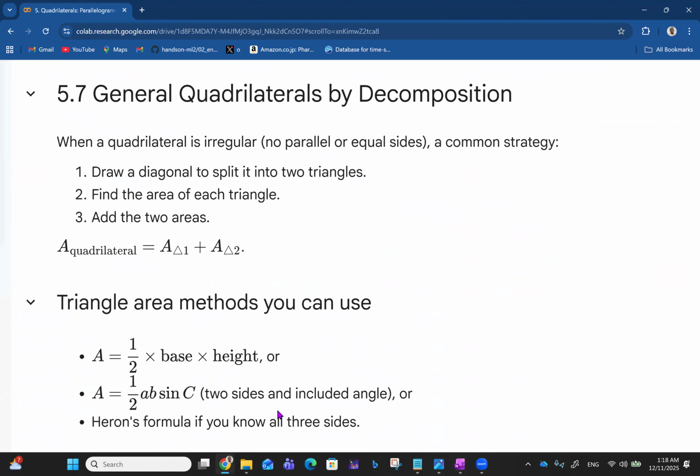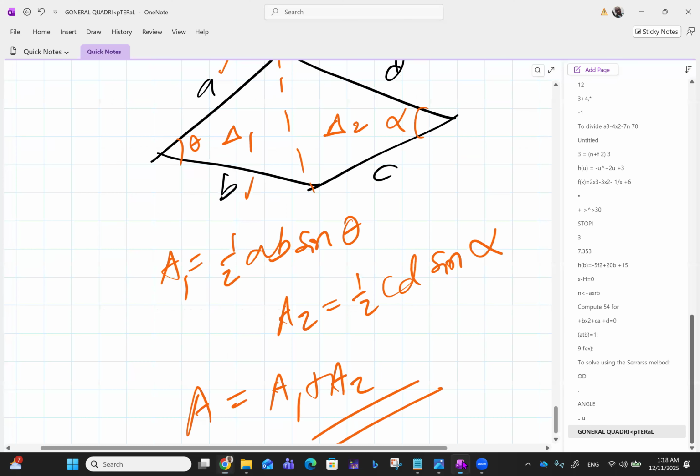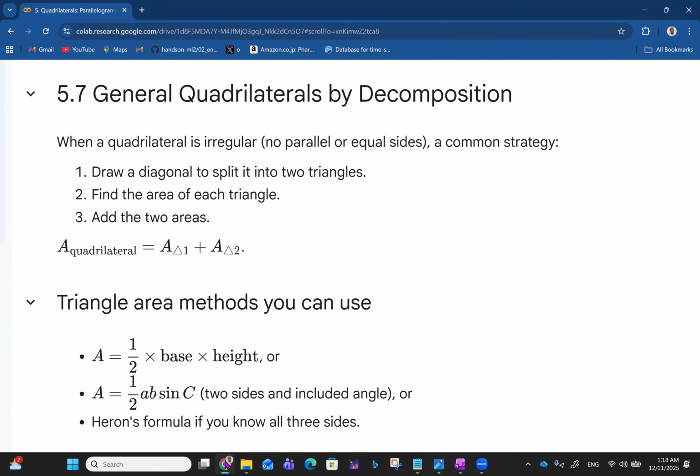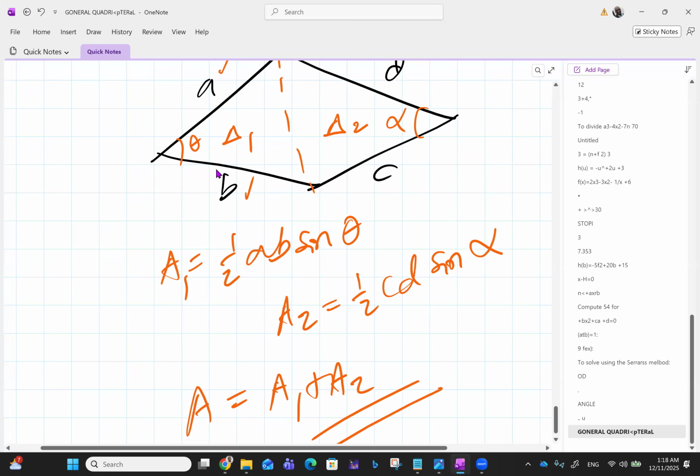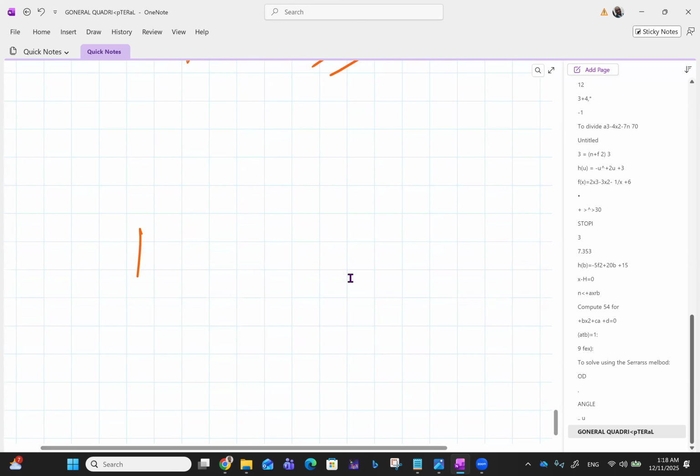Half AB sine C, two sides and the included angle, is more like the situation you need for cosine rule. You can use it to find area too. You can also use Heron's formula if you know all three sides. I didn't talk about Heron's formula when I was talking about triangles the other time. Of course, we know this half base times height thing. That's the first one I explained, where you get the height and you already have the base.